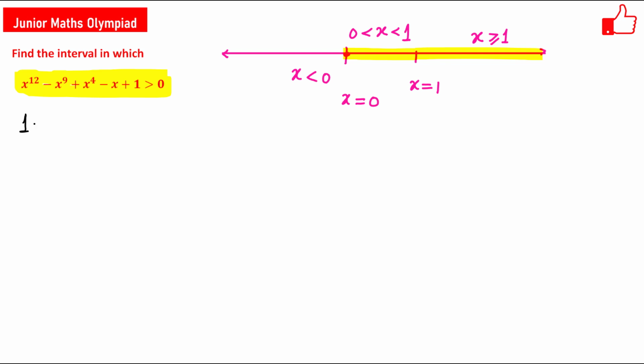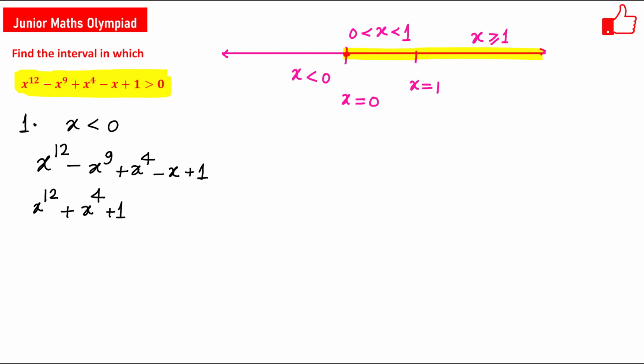So let us consider case 1, that is when x is negative, x is less than 0. Now the given expression is x raised to the power 12 minus x raised to the power 9 plus x raised to the power 4 minus x plus 1. Now let us club the even powers, that is x raised to the power 12 and x raised to the power 4, and let us also keep this 1 here, and then the odd powers, that is minus x raised to the power 9 minus x raised to the power 1.